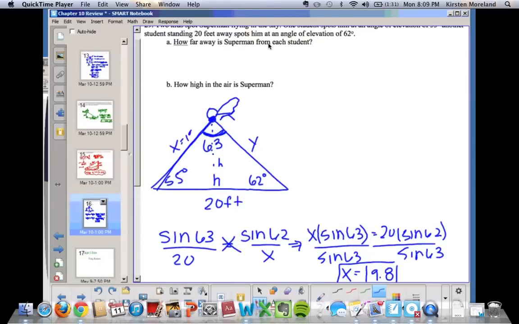And the last thing I need to find is the height that Superman is in the air, so that vertical distance, that means at a right angle. Now I'm going to use this black triangle. It doesn't matter which one I use, but I'm going to use that right triangle that has 62 degrees in it. And I'm trying to find the opposite, and I know the hypotenuse, so I'm going to set up sine of 62 equals h over 18.4.